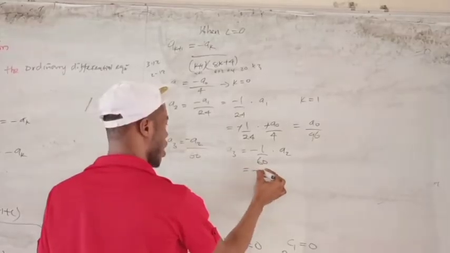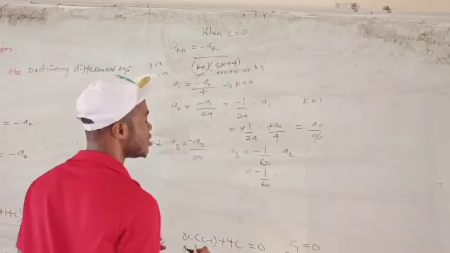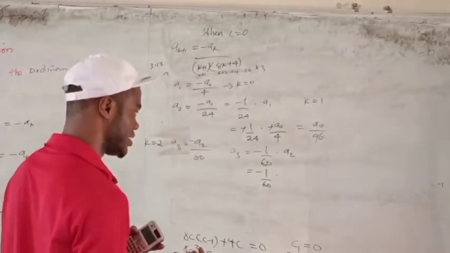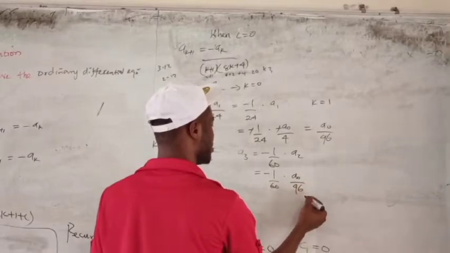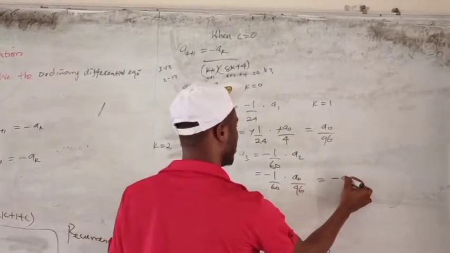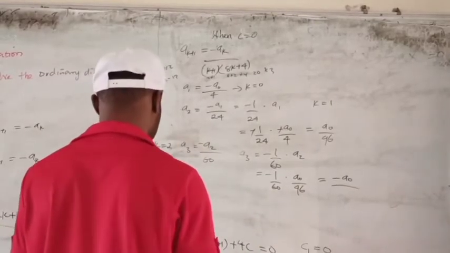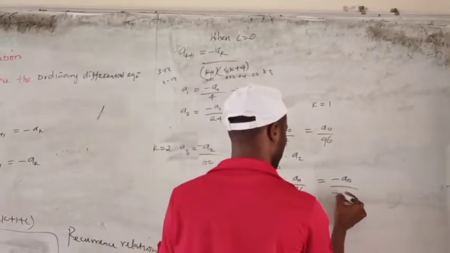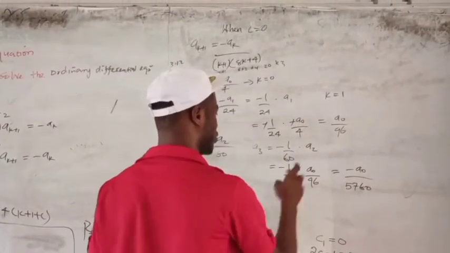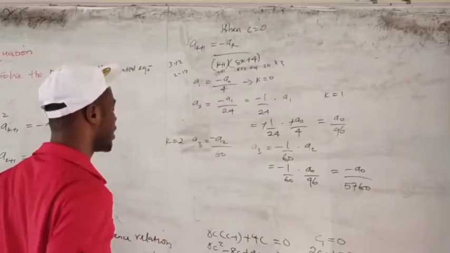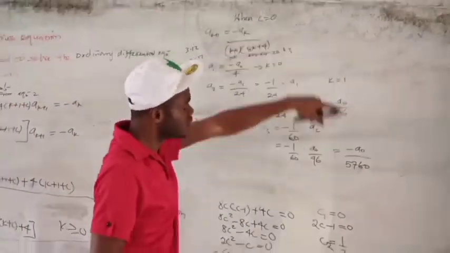And I have negative 1 over 60. And of course, a2 is a0 over 96. So I have negative a0 divided by 60 times 96, which is 5,760. So I would like to start from here. You can check for subsequent ones. So this is for when c is equal to 0.